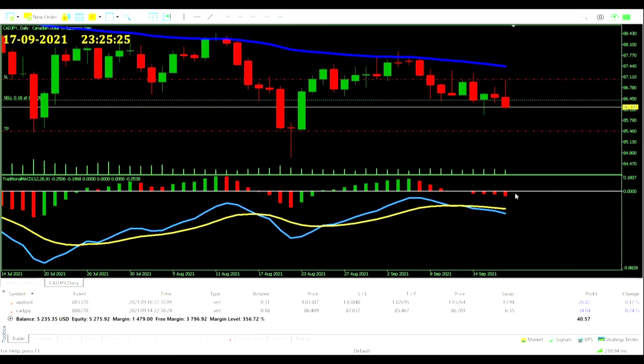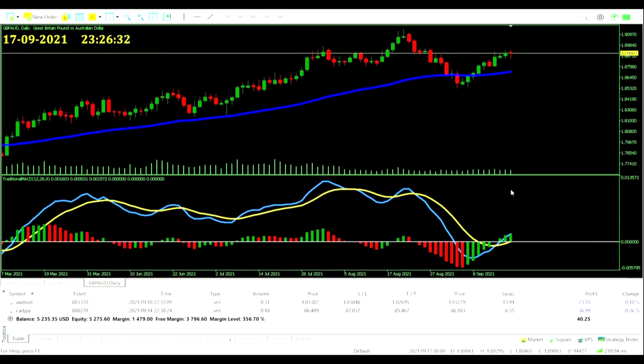Let's have a look at those other pairs and see what's going on. Pound Aussie dollar, if we'd been on this trade, because it did give us a signal which we didn't take, would have been a pretty flat day today.